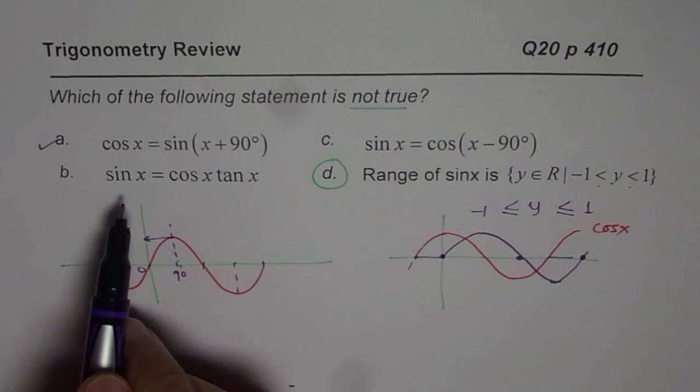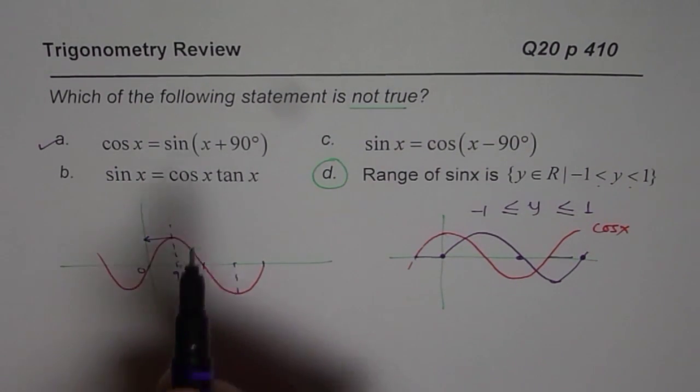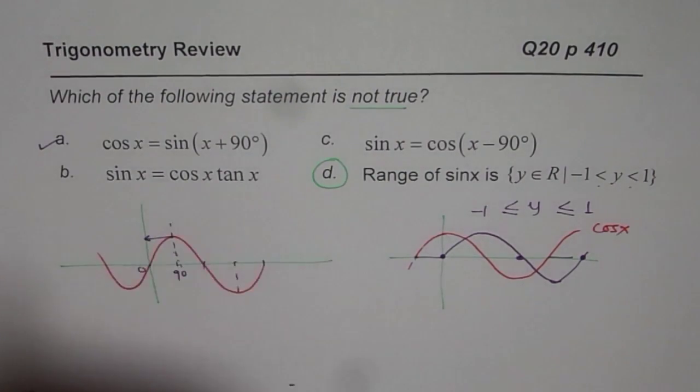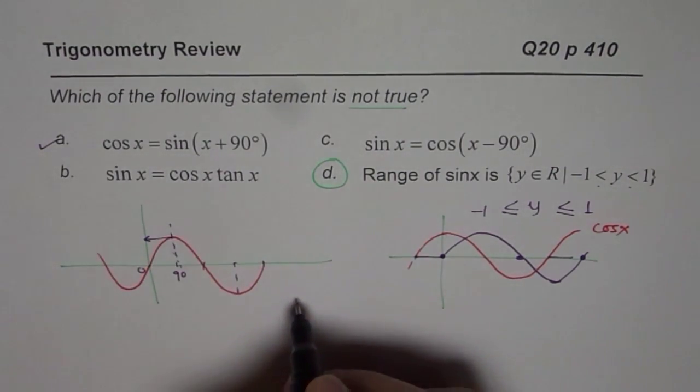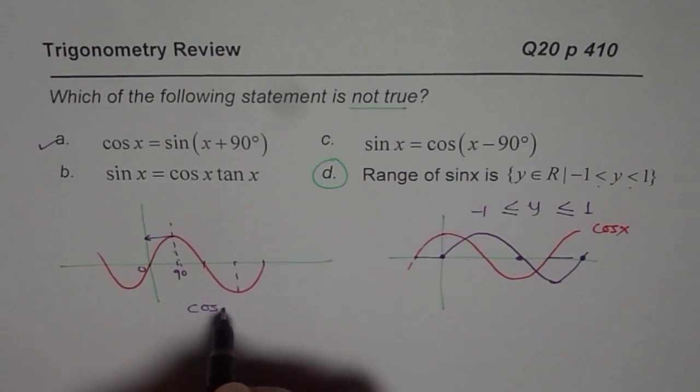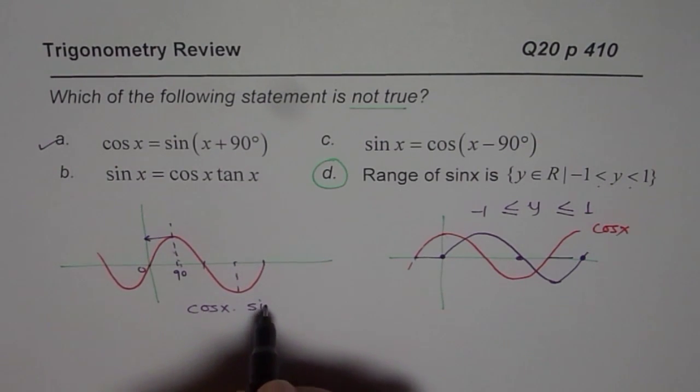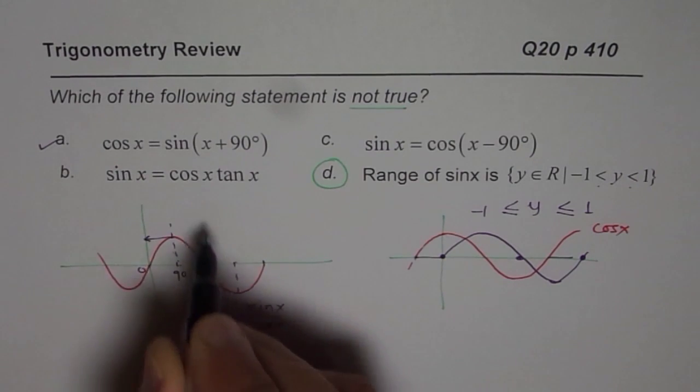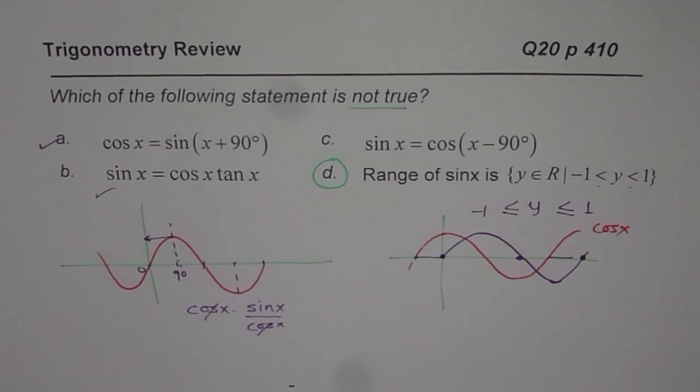And you also did identities, and you know tan could be written as sin over cos. So we could write this as cos x times tan x, which is sin x over cos x, correct? So they get cancelled out, so you get sin x. So this is also true.